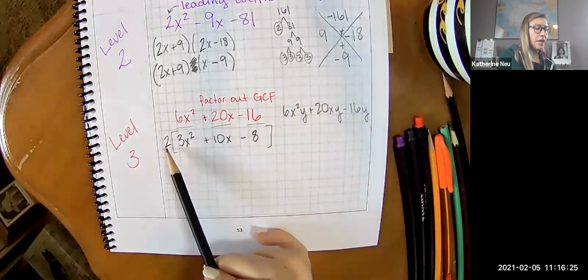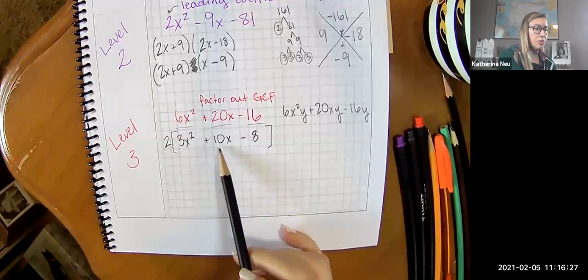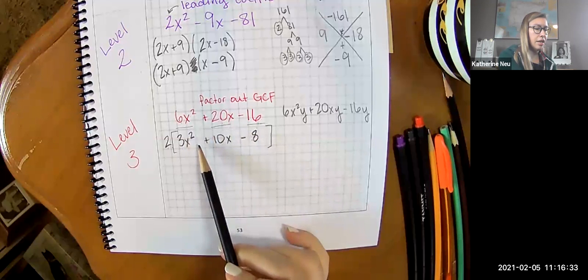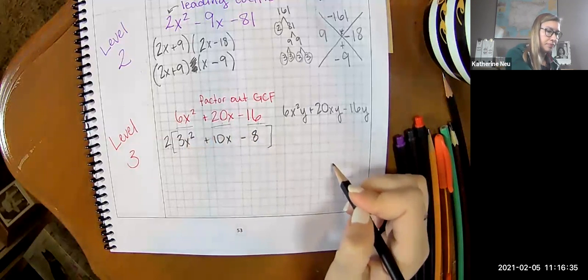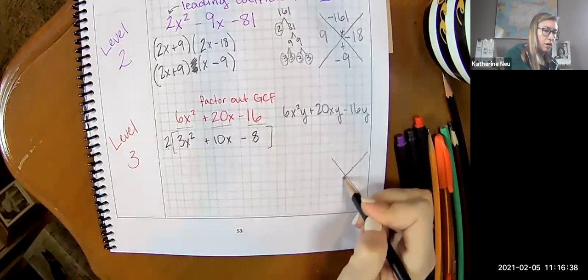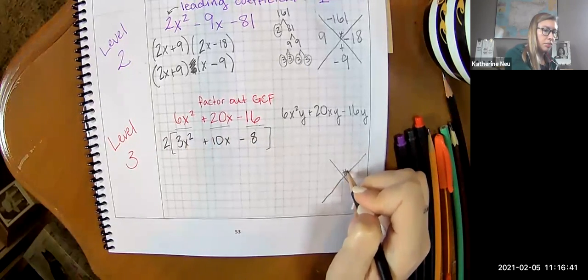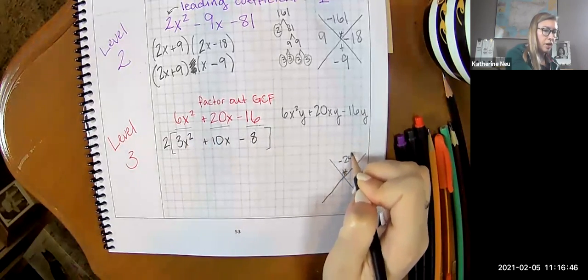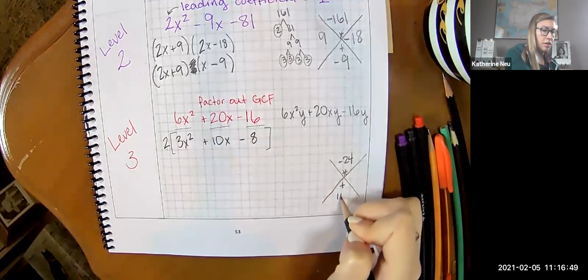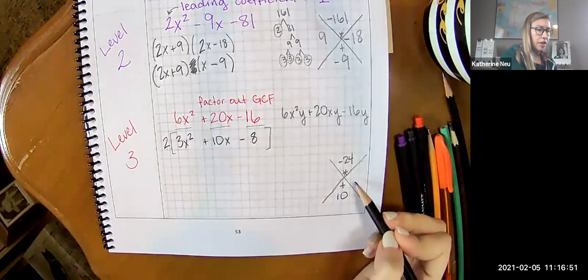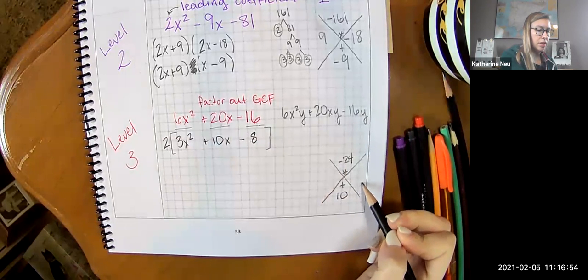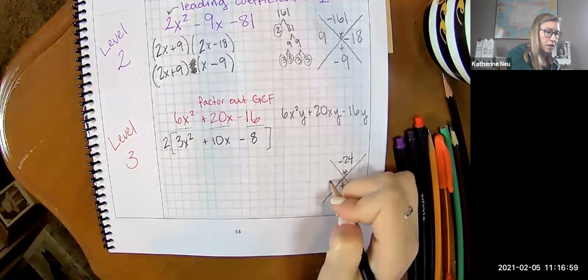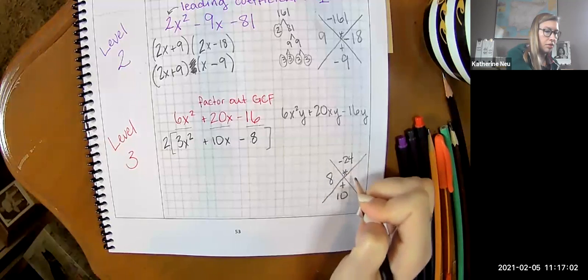So now that I've factored out this 2, I have this nice, pretty quadratic that's going to be much easier to factor. And so I'm going to do that over here. What 2 numbers multiply to negative 24 but add to 10? Let me think about that. Oh, the answer was right there to begin with. So 8 and 3 will do it.